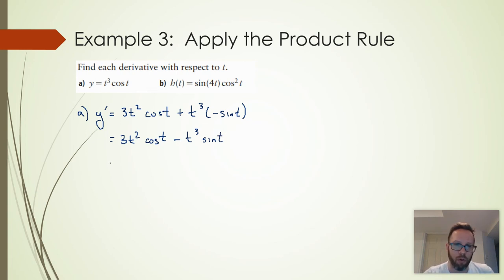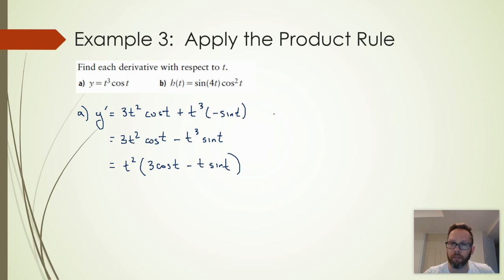However, as usual, we're going to be setting that to 0 and solving on occasion. It might be useful to factor it. We can factor out a t squared and be left with 3 cosine t minus t sine t. So yeah, often there can be value in factoring. And again, that's something to consider if you check the answers and yours is slightly different, maybe they factored, maybe not.